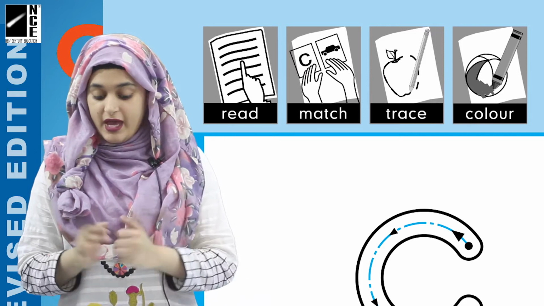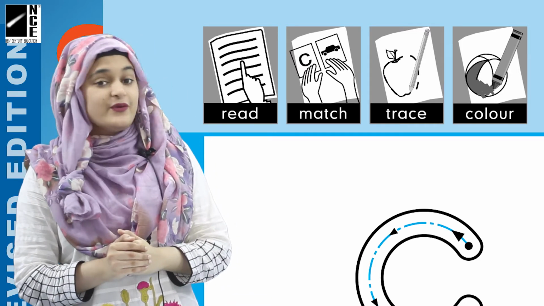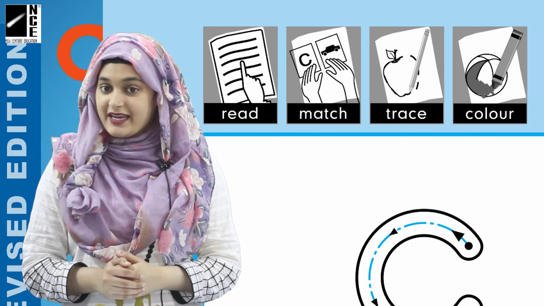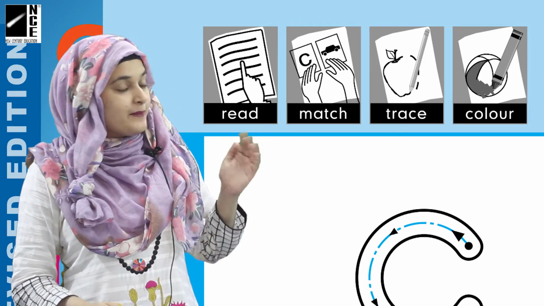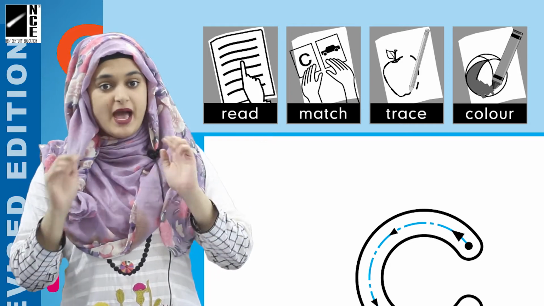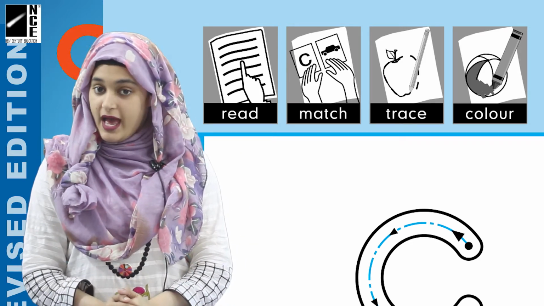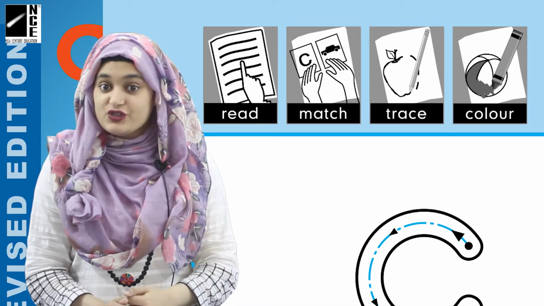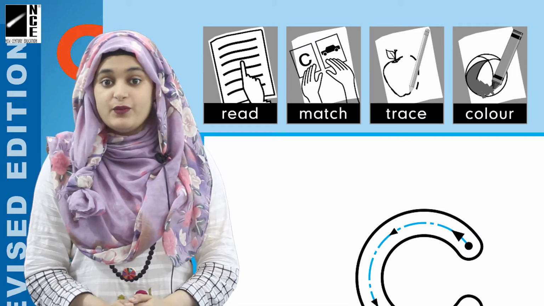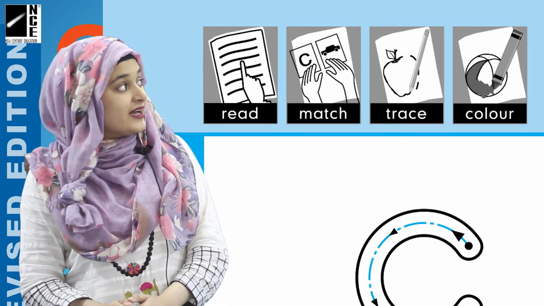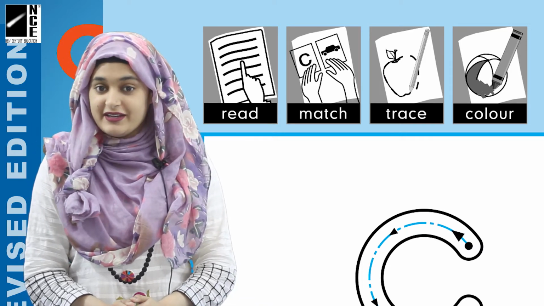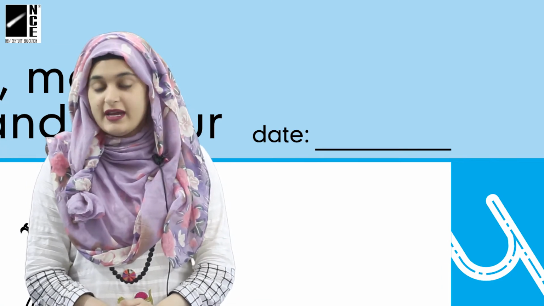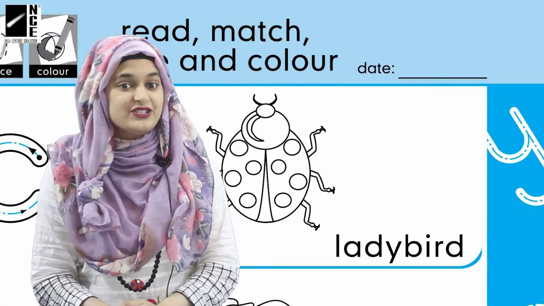So the first icon we have here is read. Yes, this is read. The second icon we have is match. This is match. The third icon we have is trace. Yes, this is trace. And the last icon we have is color. This is color. So we will start off with the date section. Write the date over there and then let's have a look at our worksheet.